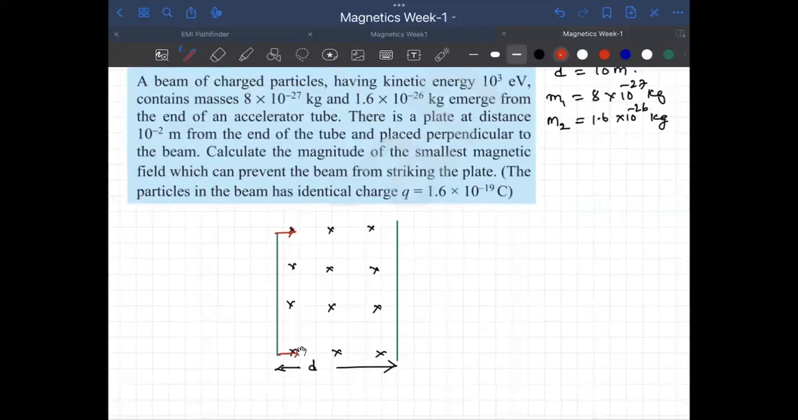So what is the condition? In this condition, you can avoid it, and D must be the radius. But see, what is the formula for radius? MV by BQ. But they have the same identical charges. My problem is, study this now. This one is having more mass than this.